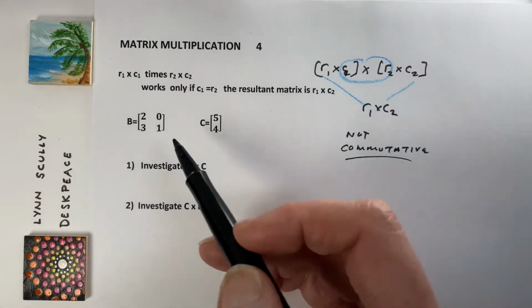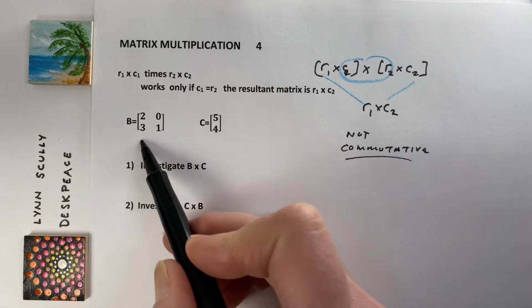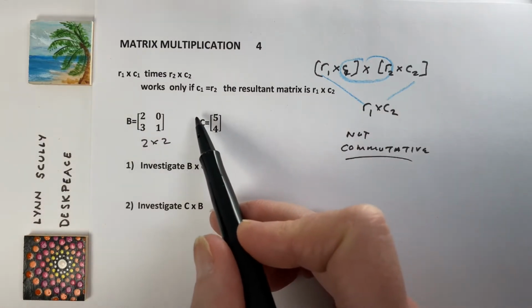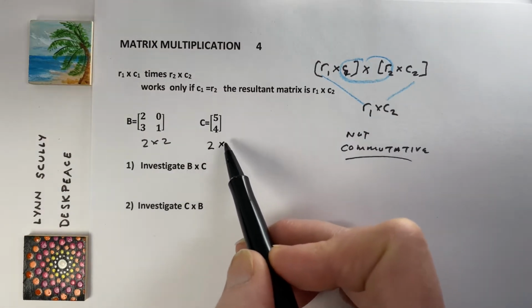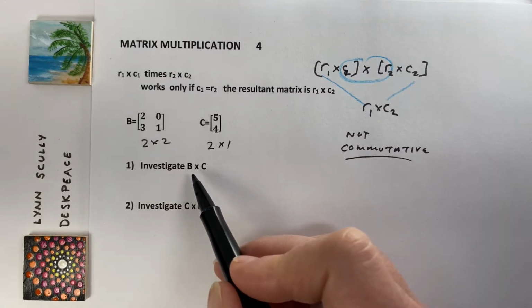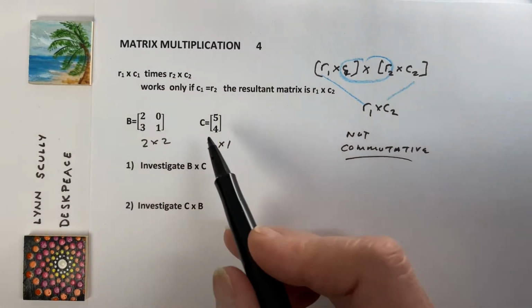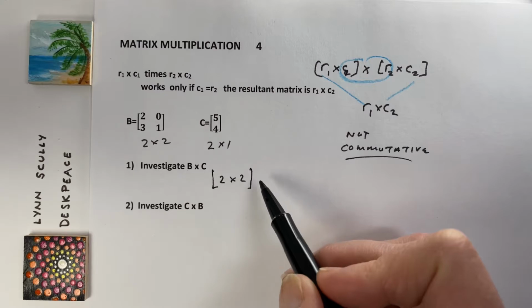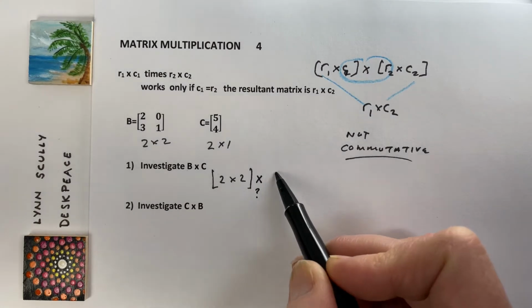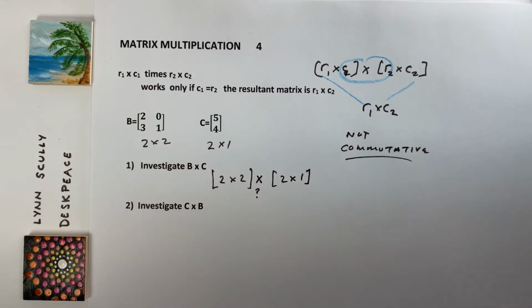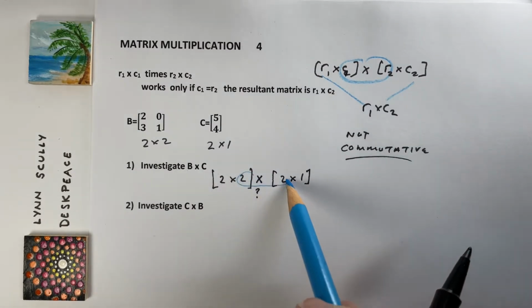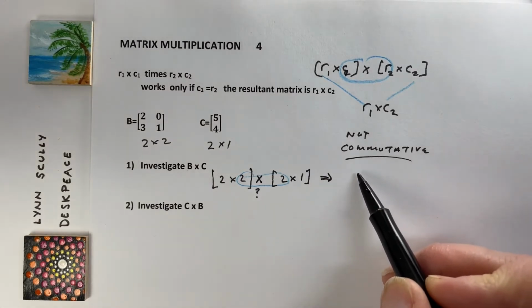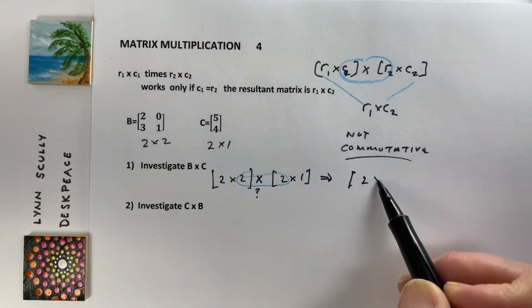So let's investigate these. The dimensions of B is a 2 by 2, 2 rows, 2 columns. The dimensions of C is 2 by 1, 2 rows by 1 column. So I'm going to investigate, can I multiply matrix B times matrix C? I have to go 2 by 2, and I put it in here so I can see them, times, I put a question mark, 2 by 1. These inside guys, yep, they match. Therefore, they can be multiplied, and my resultant matrix is going to have the dimensions of a 2 by 1 matrix.